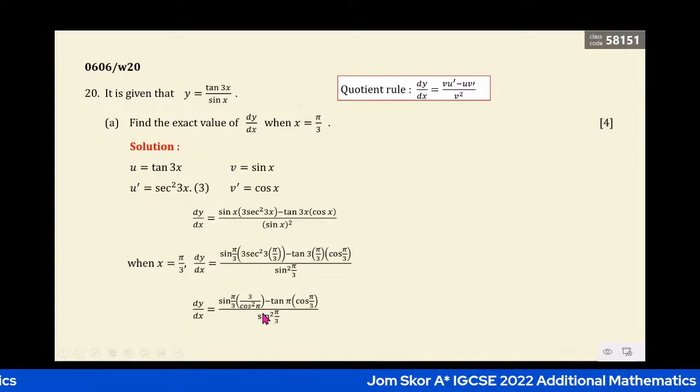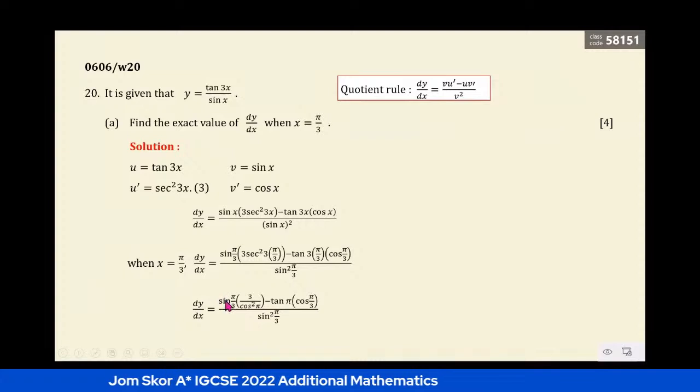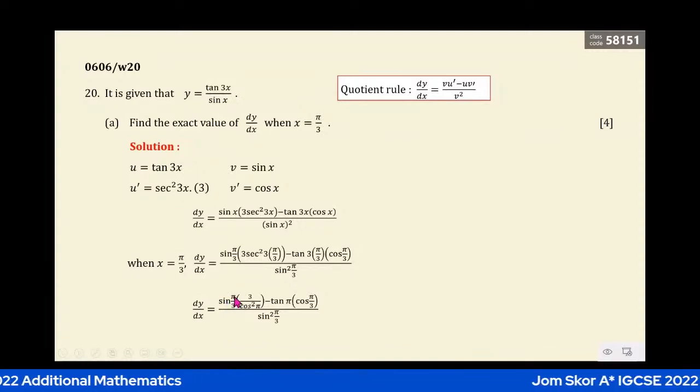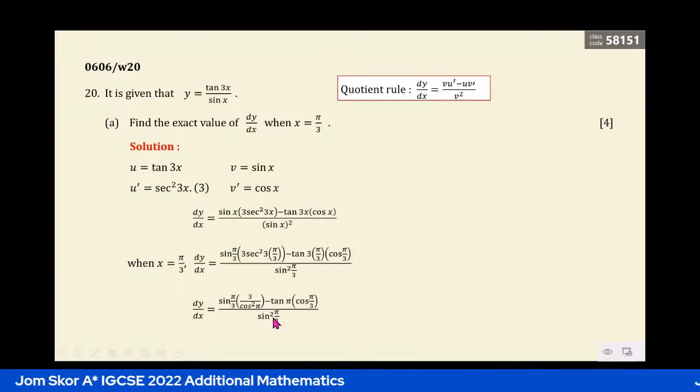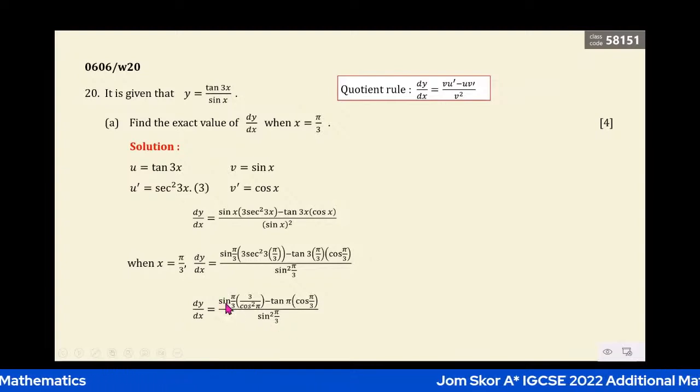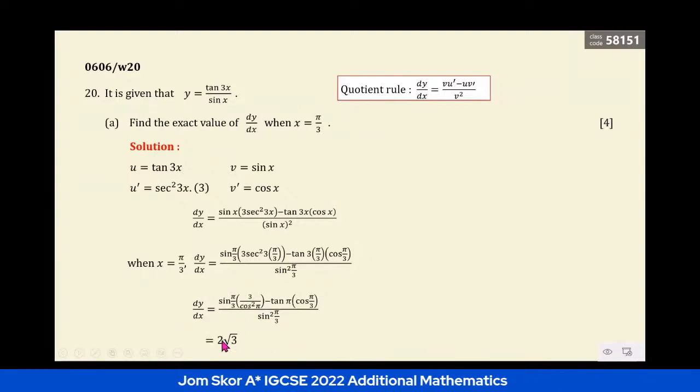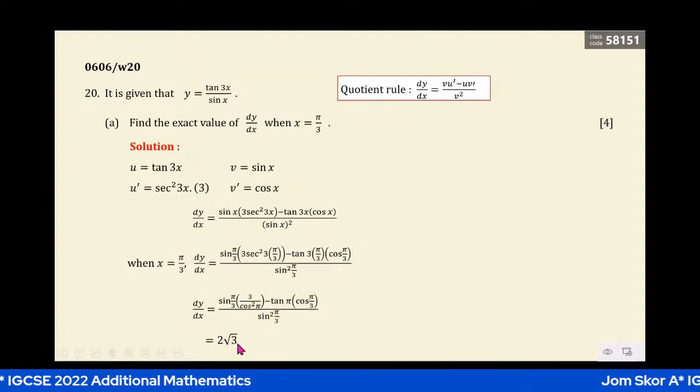Okay. Alright. So sampai sini you substitute into your calculator. Make sure that your calculator is in radian mode because pi is in radian. Alright. So calculate in radian mode terus. Jangan buat dalam degree mode. Calculator tukar jadi radian mode. Then you press your calculator, key in whatever here, okay, to get the value of dy/dx. Your calculator will give you 2 root 3.